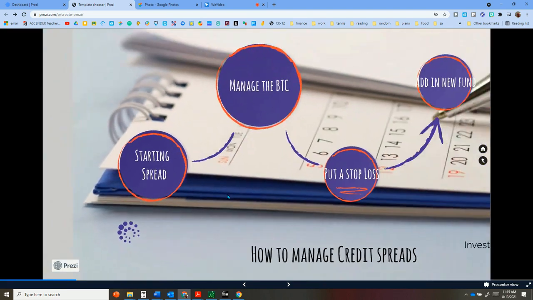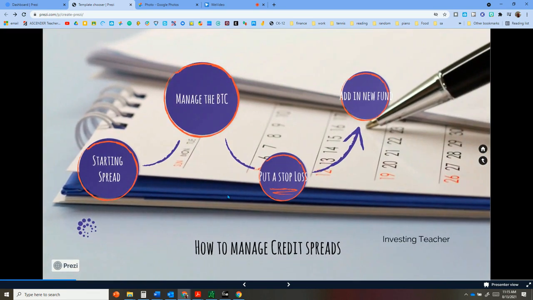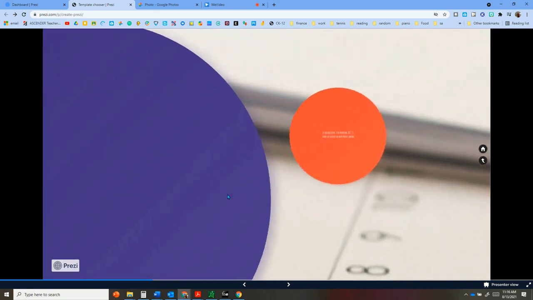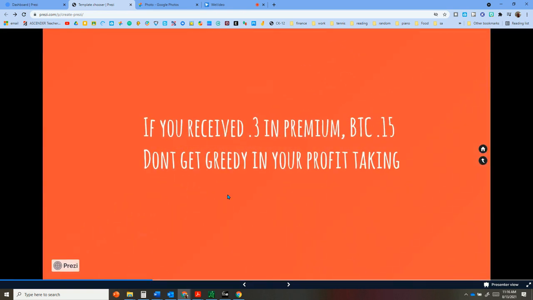Okay. Next, we're going to look at how to manage the buy to close order. I typically like to do a 50% profit from the initial premium received. And the reason for this is you want to lock in your profits so that you could cycle in new trades, just like I show in a lot of my cash secured put trades that I have. So for instance, let's say you made a put or call credit spread and you received $30 in premium. You're going to buy to close that at $15 and 50% profit.